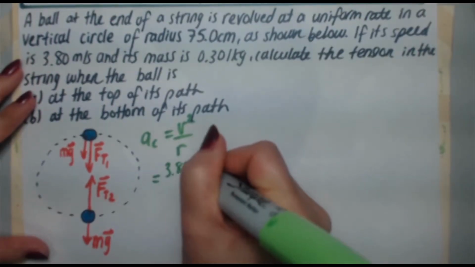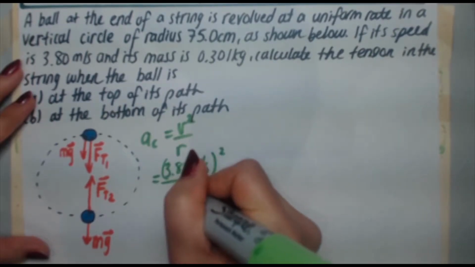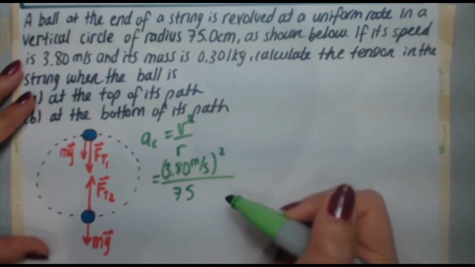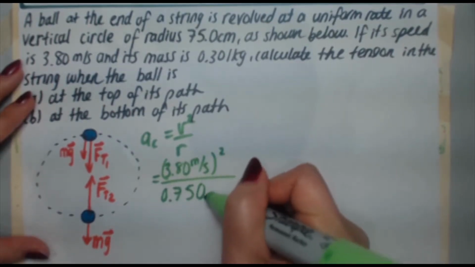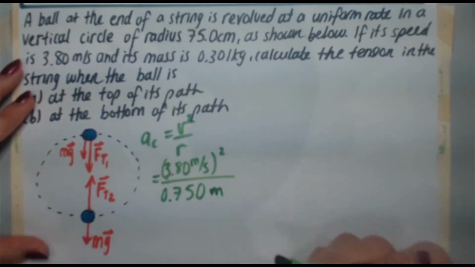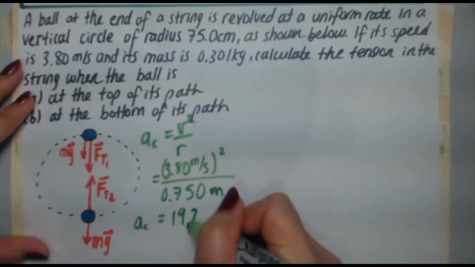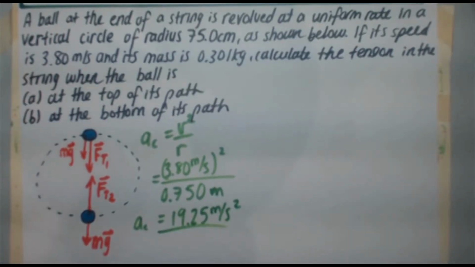So 3.80 meters per second squared divided by 75. Now that's in centimeters, right? So if you want to put it in meters, put a 0 in the front, 0.750 meters. Done. Calculate that through, you get a_c equals 19.25 meters per second squared. So we're already a third of the way down the problem.